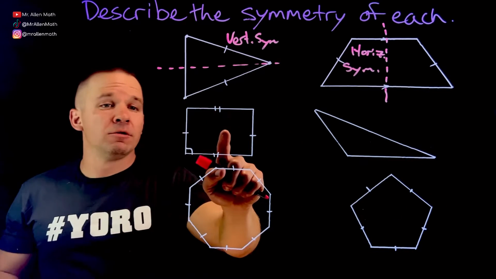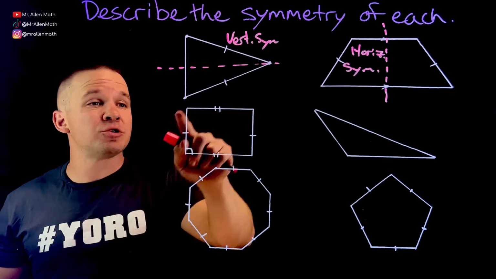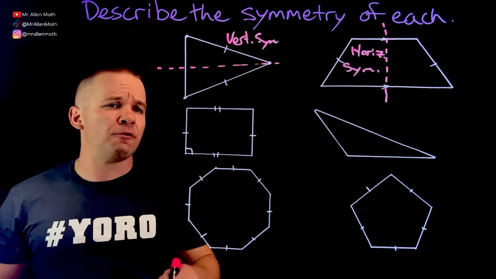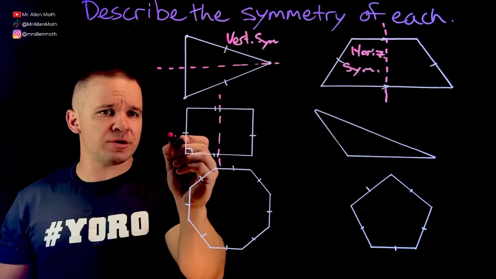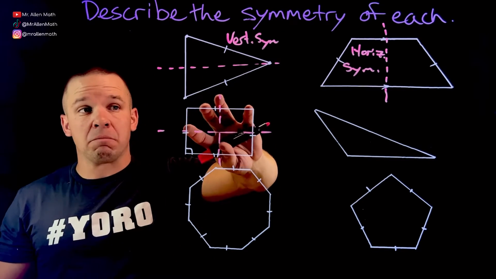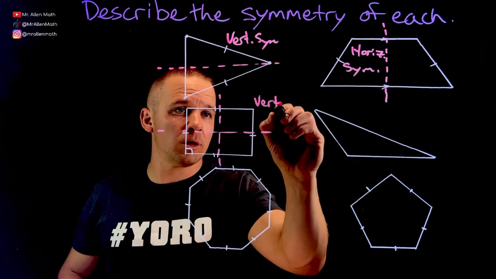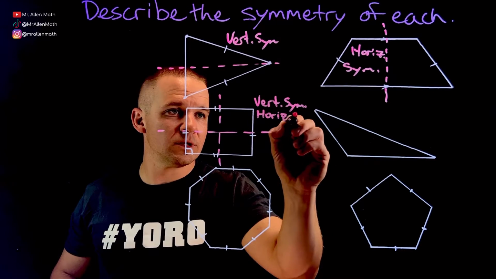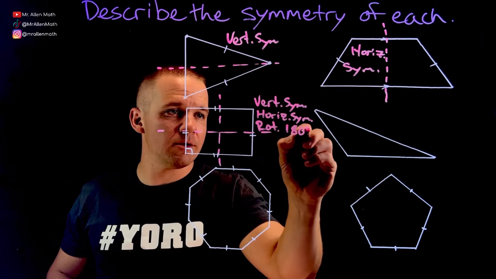Okay. Looks like we got a rectangle here, right? I got opposite sides congruent, got a right angle, which means that all of them are going to end up being right angles based on properties of quadrilaterals. So for this one, we could say, well, I've got horizontal symmetry. I've got vertical symmetry, right? I even would have 180 degree rotational symmetry. So I'll write that down. Vertical symmetry, horizontal symmetry, and rotation. Rotation 180 degrees.